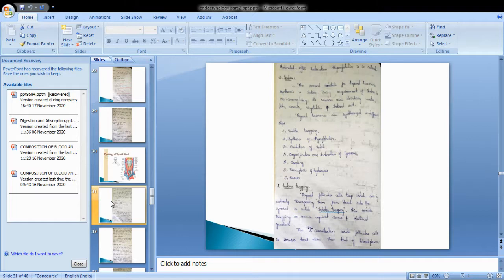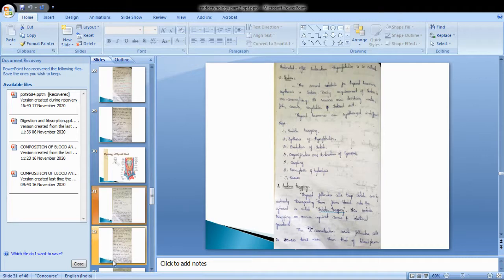The iodide concentration inside follicular cells is 20 to 40 times more than that of blood plasma.